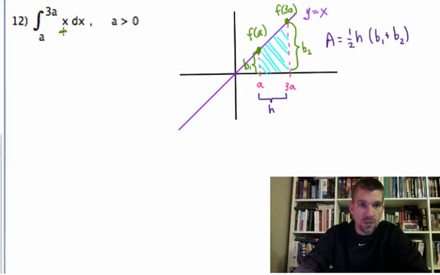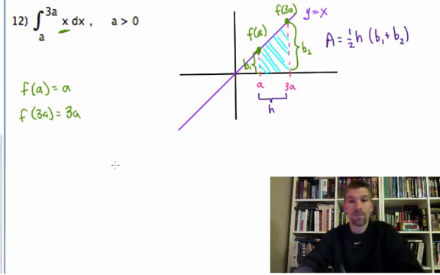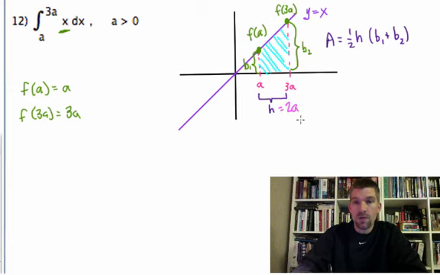What does that mean for us? Well, look at your function. It's the function y equals x. So if I need f of a, then I replace x with a. And if I need f of 3a, then I replace x with 3a. Well, what about my height? My height is going to be stop minus start. So my height is 3a minus a, or 2a.